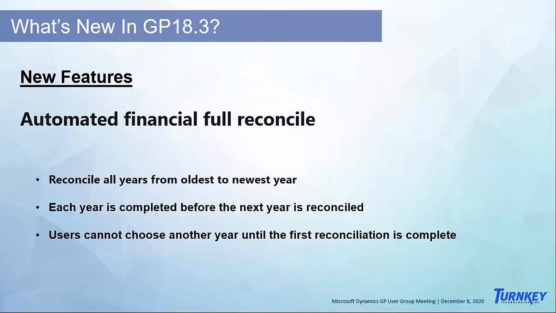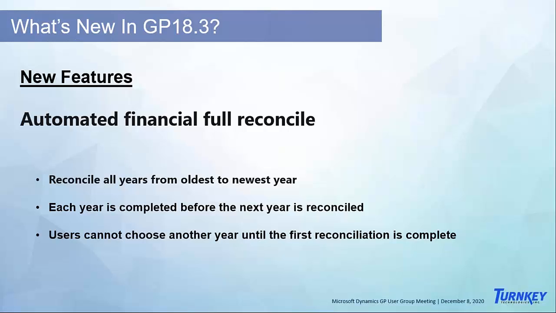Okay, next is the ability to reconcile all financial years from oldest to newest year. So each year is completed before the next year is reconciled. And this will come in very useful for those of you with many years of GL history to reconcile. If you remember before, you used to have to go back and do it 1 year at a time from the oldest year forward. Not anymore.